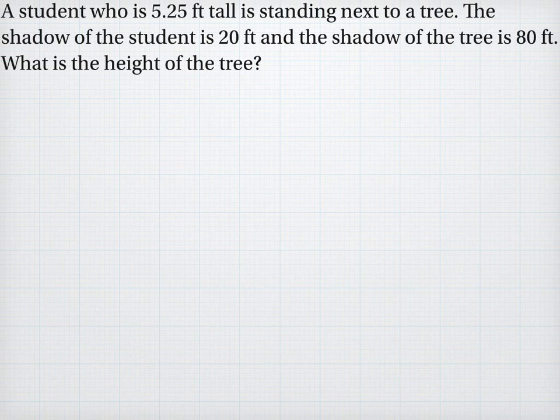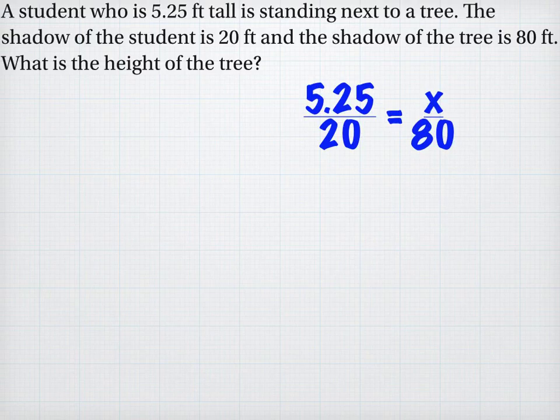The way that I chose to set up this proportion is 5.25, which is the student's height, over 20, which is the student's shadow. So I have student's height over student's shadow for my first ratio. I'm going to need to set that equal to the tree's height over the tree's shadow. So heights are both on top and shadows are both on bottom. And I have the height and shadow of the student on the left-hand side, and I have the height and the shadow of the tree on the right-hand side of my proportion.